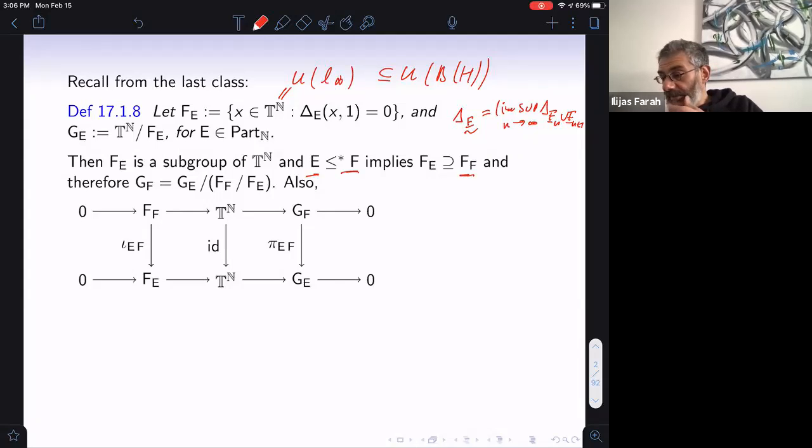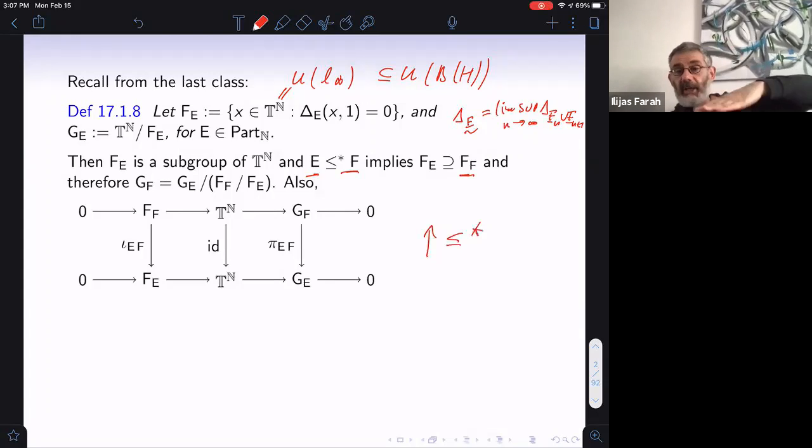And because of that, GF is, the group, if F dominates E, then exactly, the group is smaller. And because of that, GE is a quotient of GF. And okay, so here is what you have, right? So the ordering goes up.